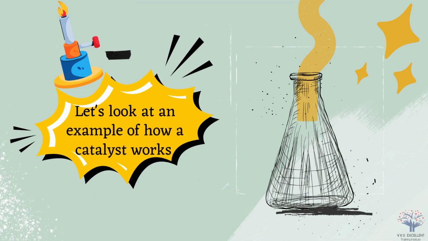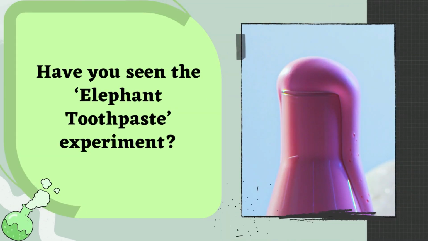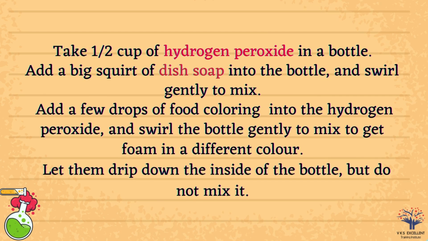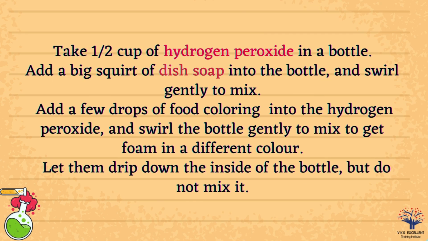Let's look at an example of how a catalyst works. Have you seen the elephant toothpaste experiment? Take half a cup of hydrogen peroxide in a bottle. Add a big squirt of dish soap into the bottle, and swirl gently to mix. Add a few drops of food coloring into the hydrogen peroxide, and swirl the bottle gently to mix to get foam in a different color. Let them drip down the inside of the bottle, but do not mix it.